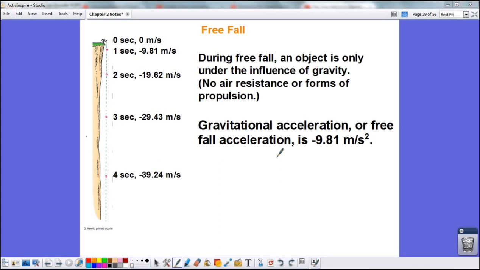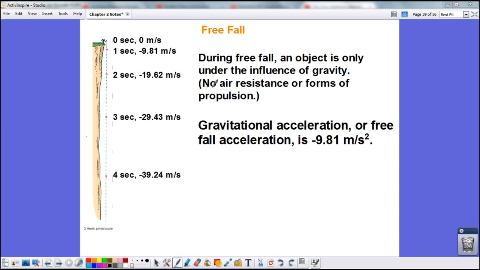Alright, so we're going to talk about some free fall. During free fall, an object is only under the influence of gravity. There's no air resistance or forms of propulsion. Therefore, the feather was not in free fall because there was significant air resistance acting on the feather.